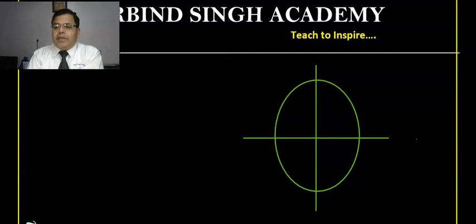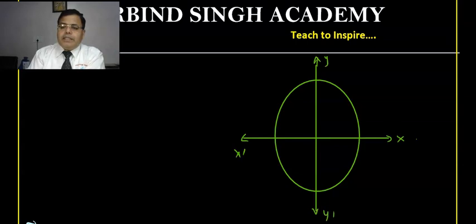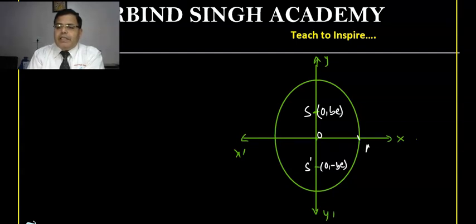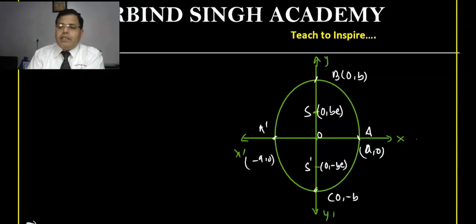So in that case, this is the x-axis, x', and this is the y-axis, and this is y'. Here the foci lie on the major axis. The center is here only. This is (0, be), the focus S, and the other focus S' is (0, minus be). This is (a, 0), that is A, and A' is (minus a, 0). But the major axis is this one, B is (0, b) and B' is (0, minus b). So the major axis is BB' here.